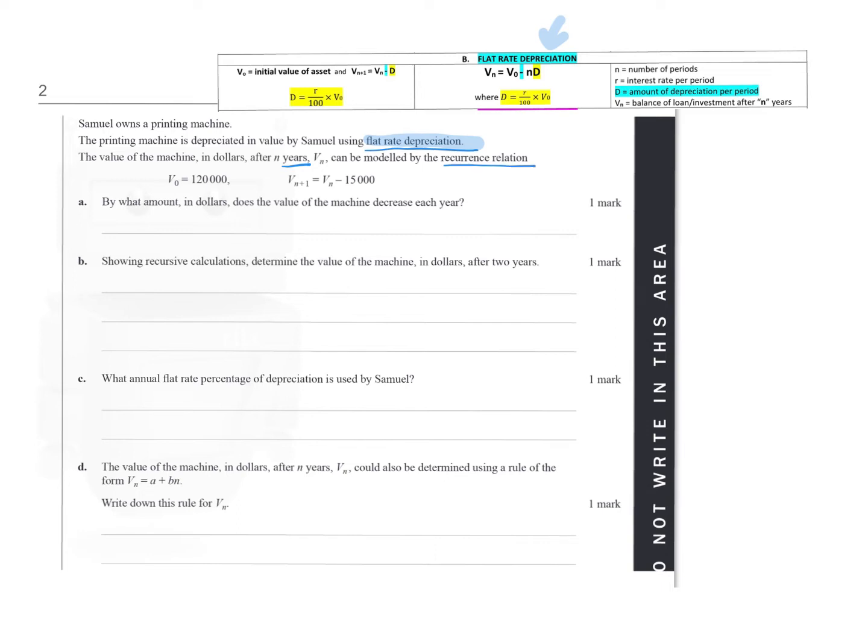So it says recurrence relation because when we write it like this, with the initial amount as V0, and then how we get the next term with the Vn+1, that's called a recurrence relation. Okay, so they're just going to give you some questions indicating whether you understand what that formula means. So what amount in dollars does the value of the machine decrease in every year? You just have to read that formula. What is it? Yeah, good. So 15,000.